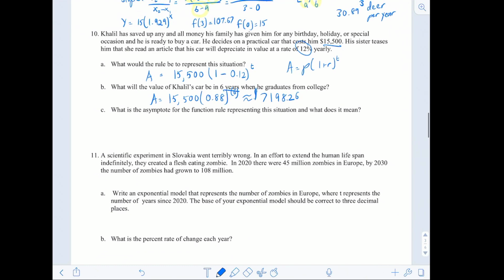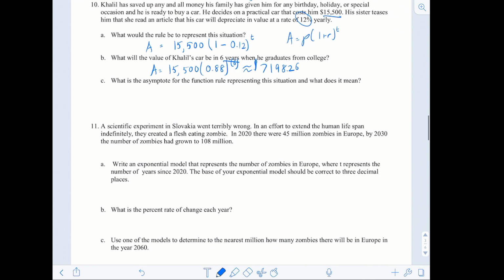And then it says, what is the asymptote for the function rule representing the situation, and what does that mean? So in this context, if we look at how the graph goes, this is my A value, this is my B value, this is my X value, or t. But since it doesn't move up or down, we would have a horizontal asymptote, which is at y equals 0. So there's some value that it starts at, and then it gets closer and closer to 0.